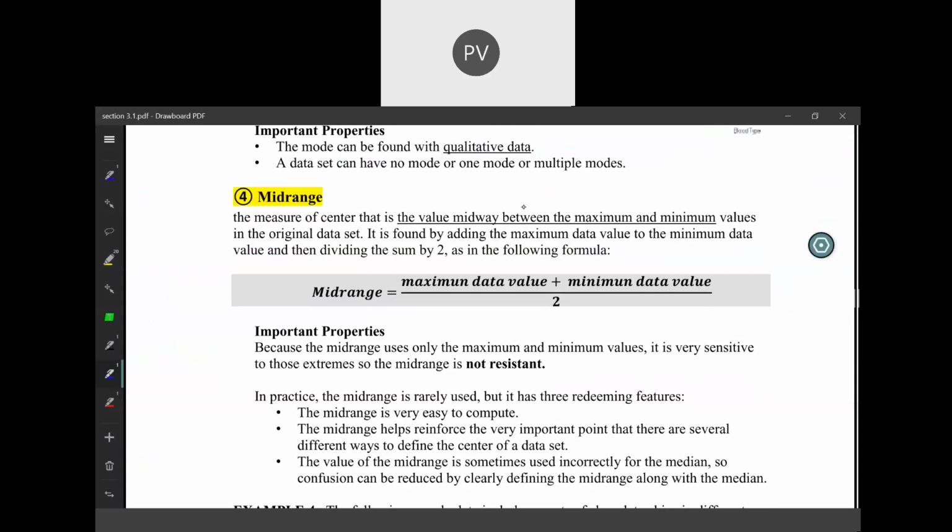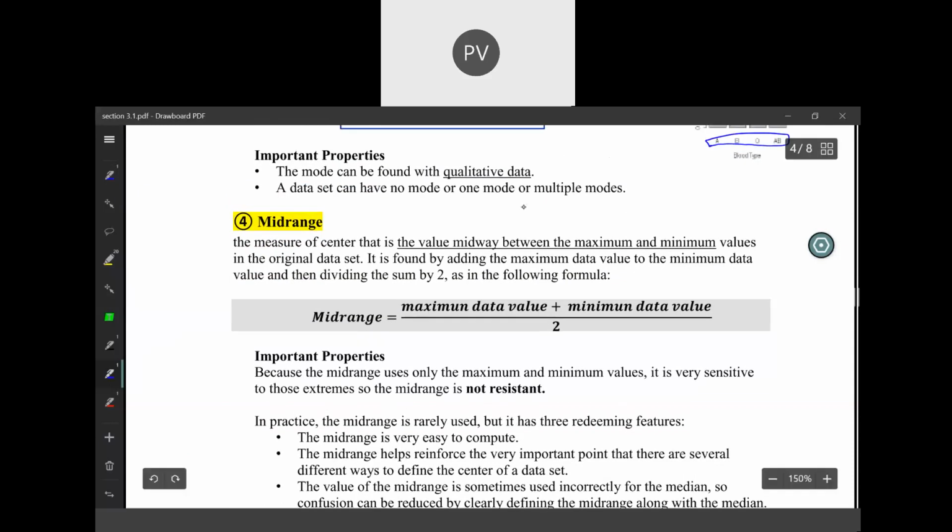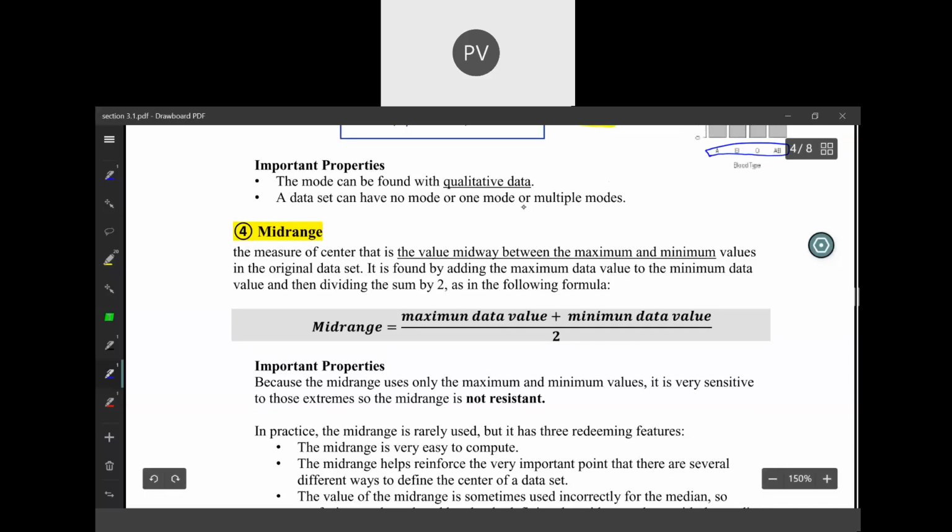Next is the mid-range. Now, this is not a term which is needed to compute the center of measure, but we might need it to construct some tables like frequency distribution. So, what is mid-range? Mid-range is nothing but the value between the maximum and minimum. A value between the maximum and minimum is called mid-range.